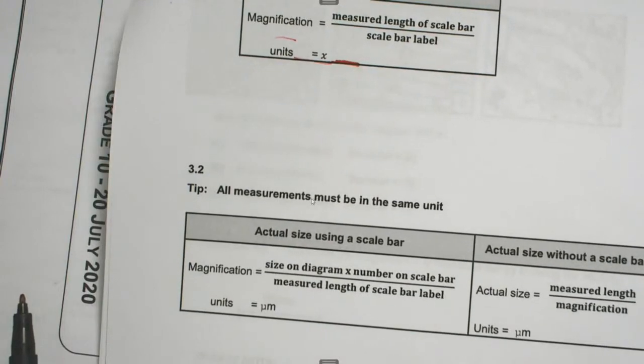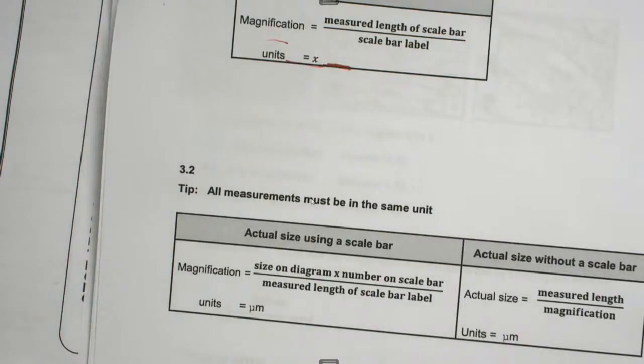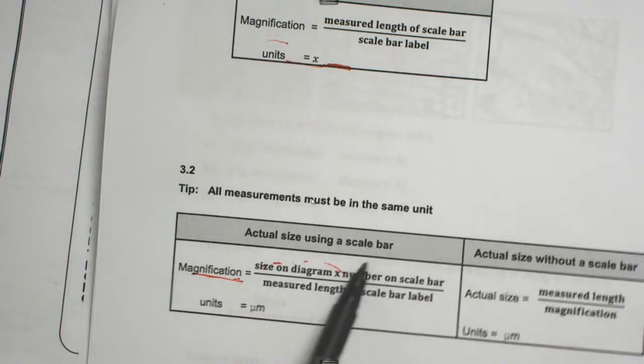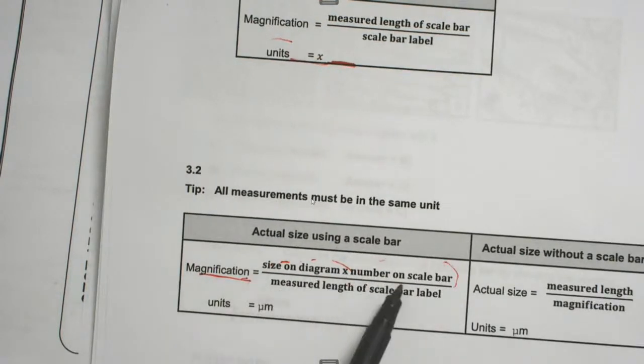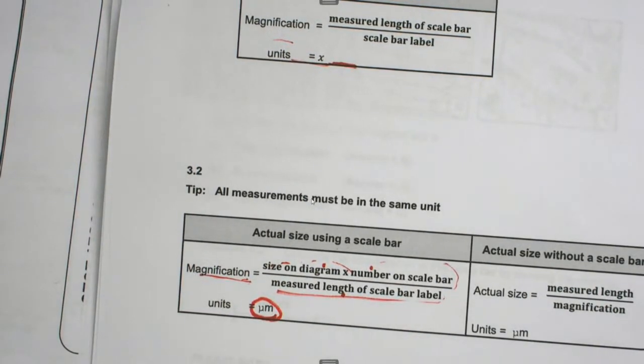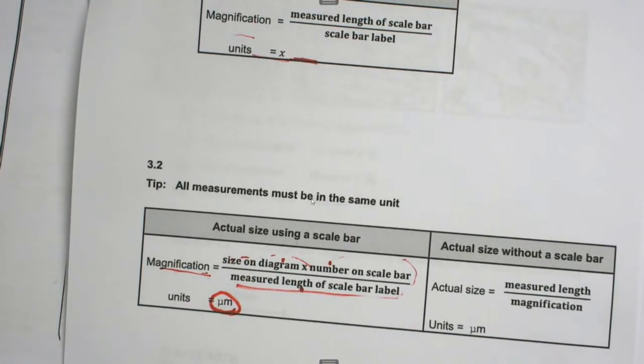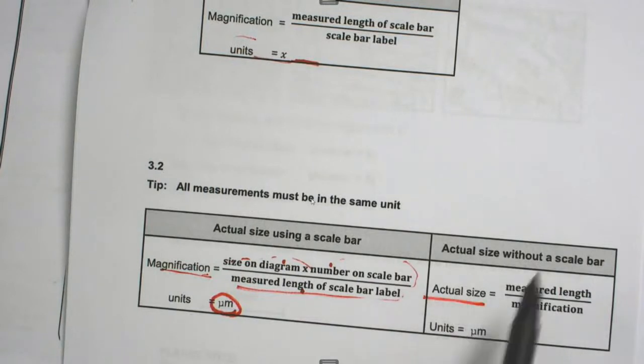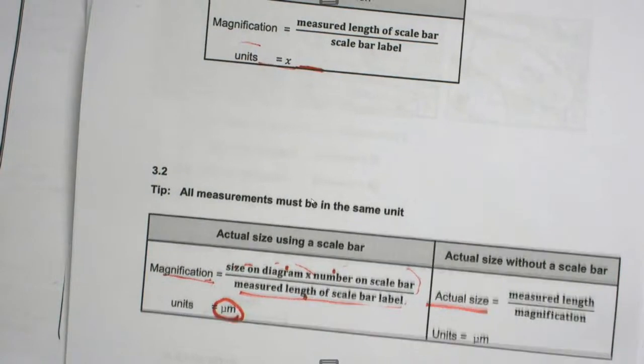Now, if we determine the actual size using the scale bar, we'll be using the formula: magnification equals the size on the diagram, the measured length of the scale bar, divided by the number of the scale bar. You'll require a ruler to determine that, and you must make sure that all these units are the same. And when we determine the actual size without the scale bar, the actual size is the measured length divided by the magnification.